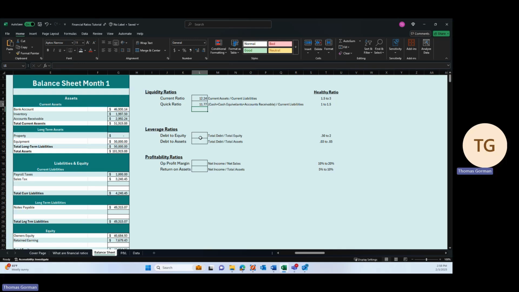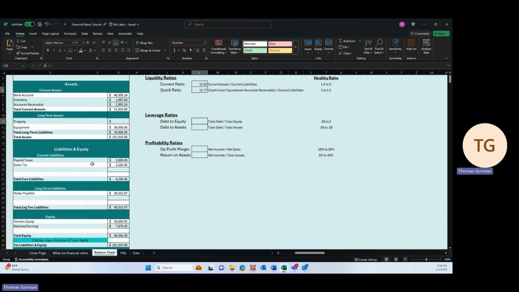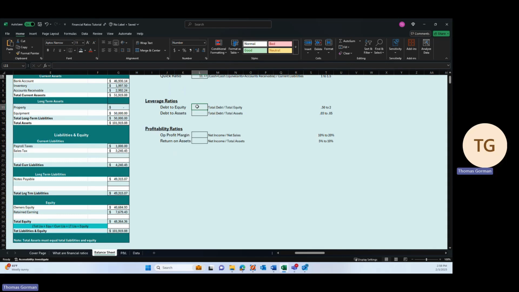So now that we know what the debt to equity ratio can do for us and what it is, let's calculate it and see what our debt to equity ratio looks like. So total debt, that would be total liabilities, right? Because we know our liabilities are our debt. So we're going to go equals, we're going to go down to our total current liabilities and our total long-term liabilities. We're going to add them together: current liabilities plus long-term liabilities. And we're going to divide that by total equity.